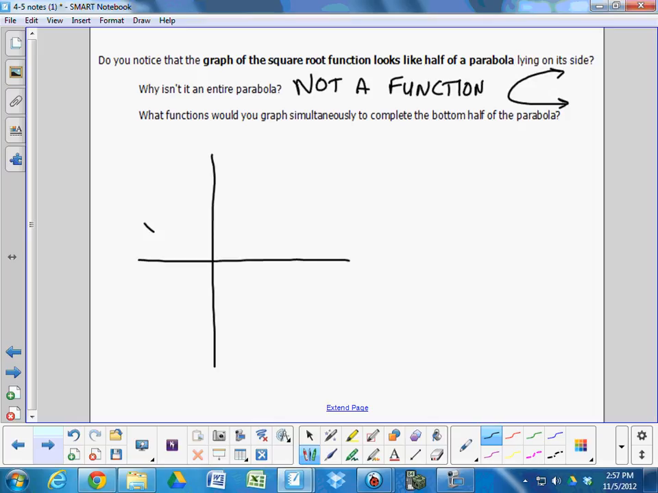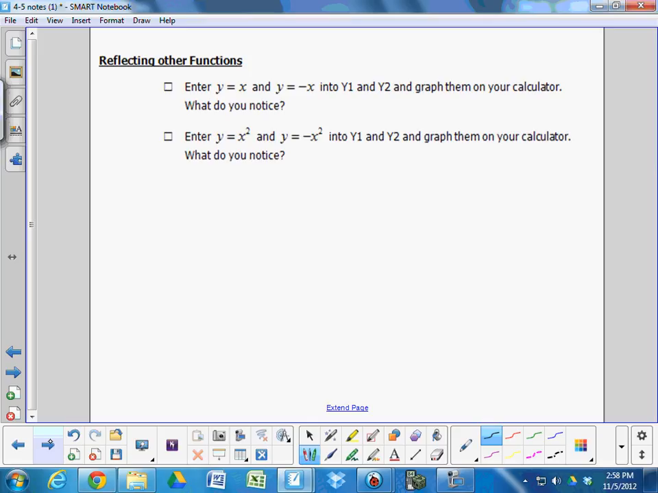So what would we put in for y1 to produce the top half? The square root of x. What could you then put into y2 to produce the bottom half? The negative square root of x. You have to put it in as 2 separate functions in y1 and y2 to get it to graph the full image. All right?